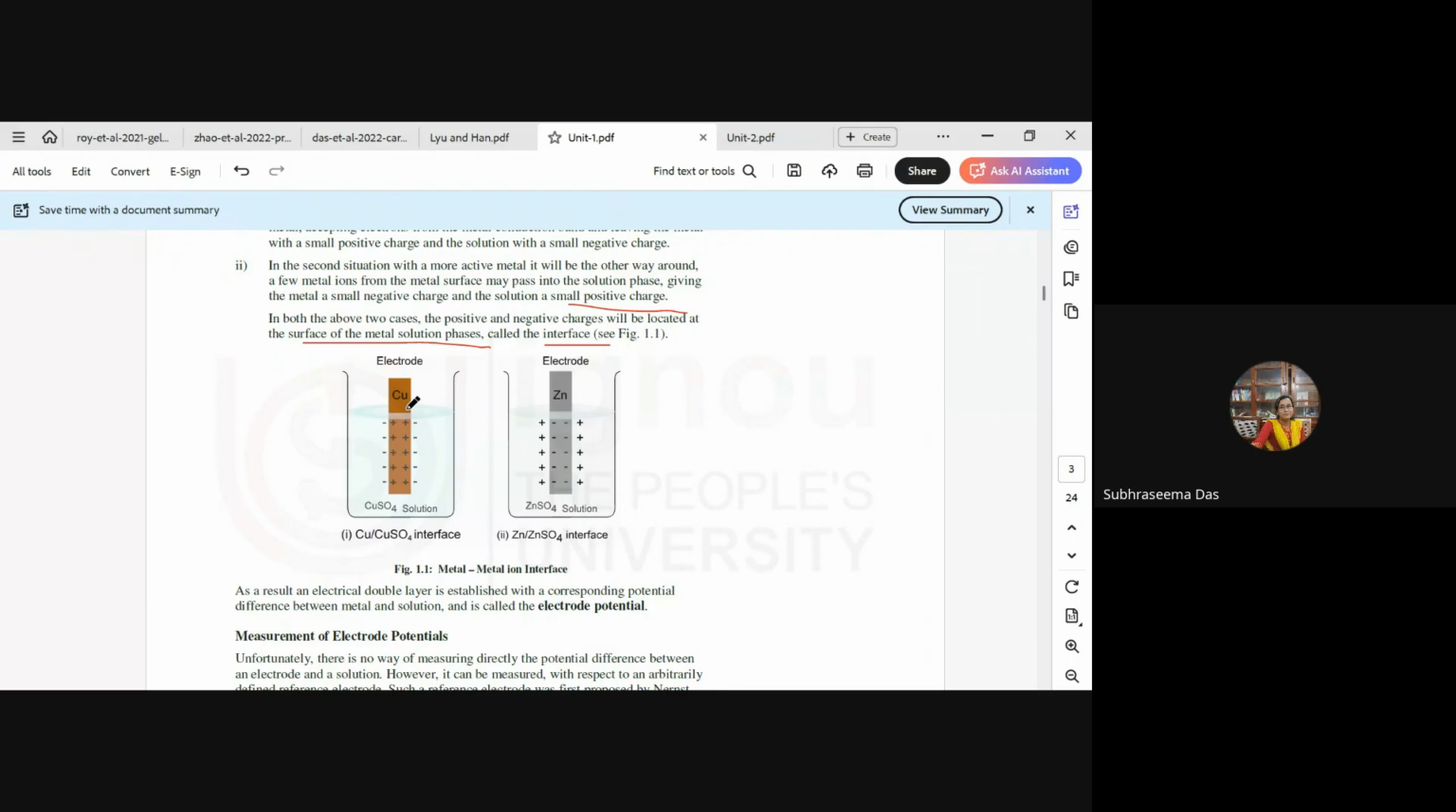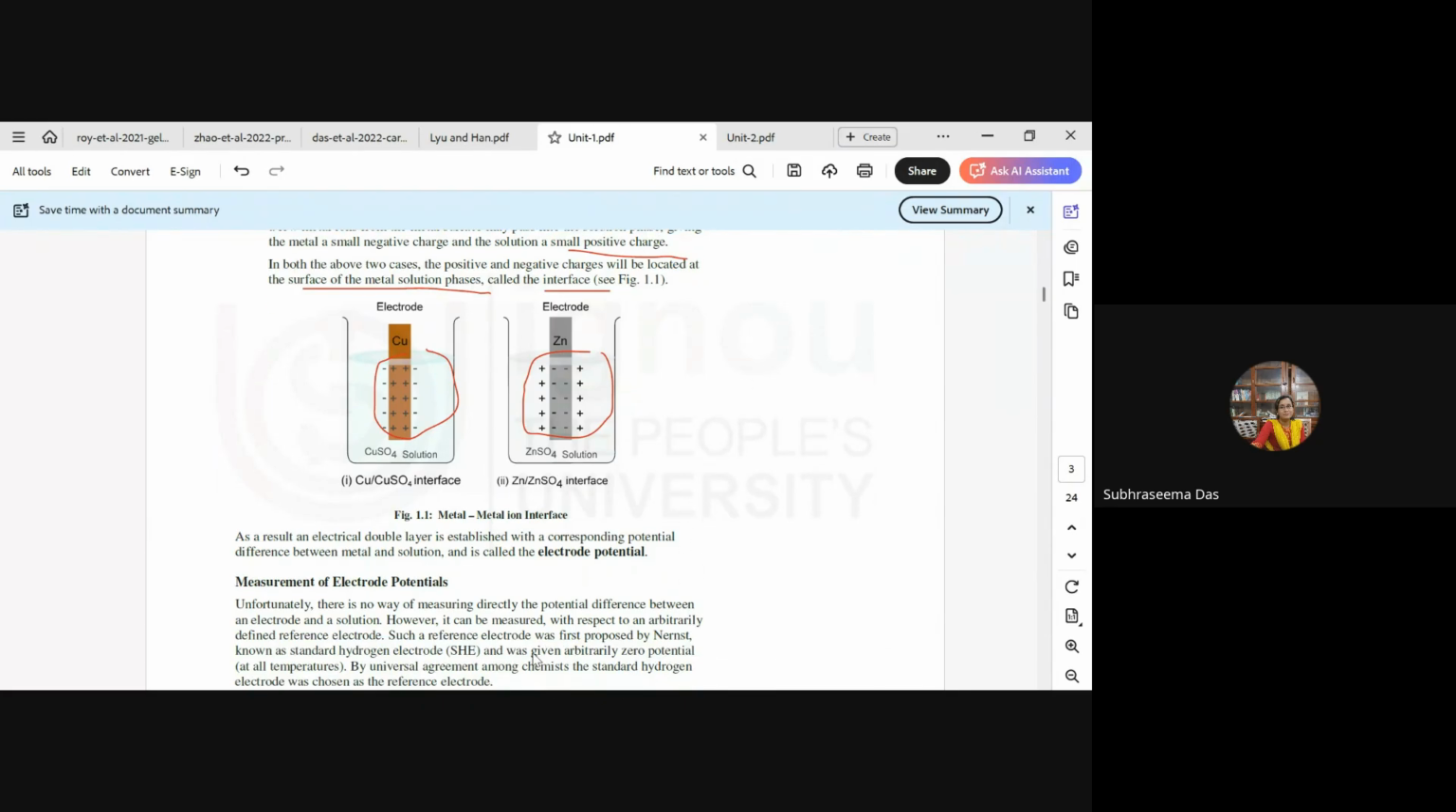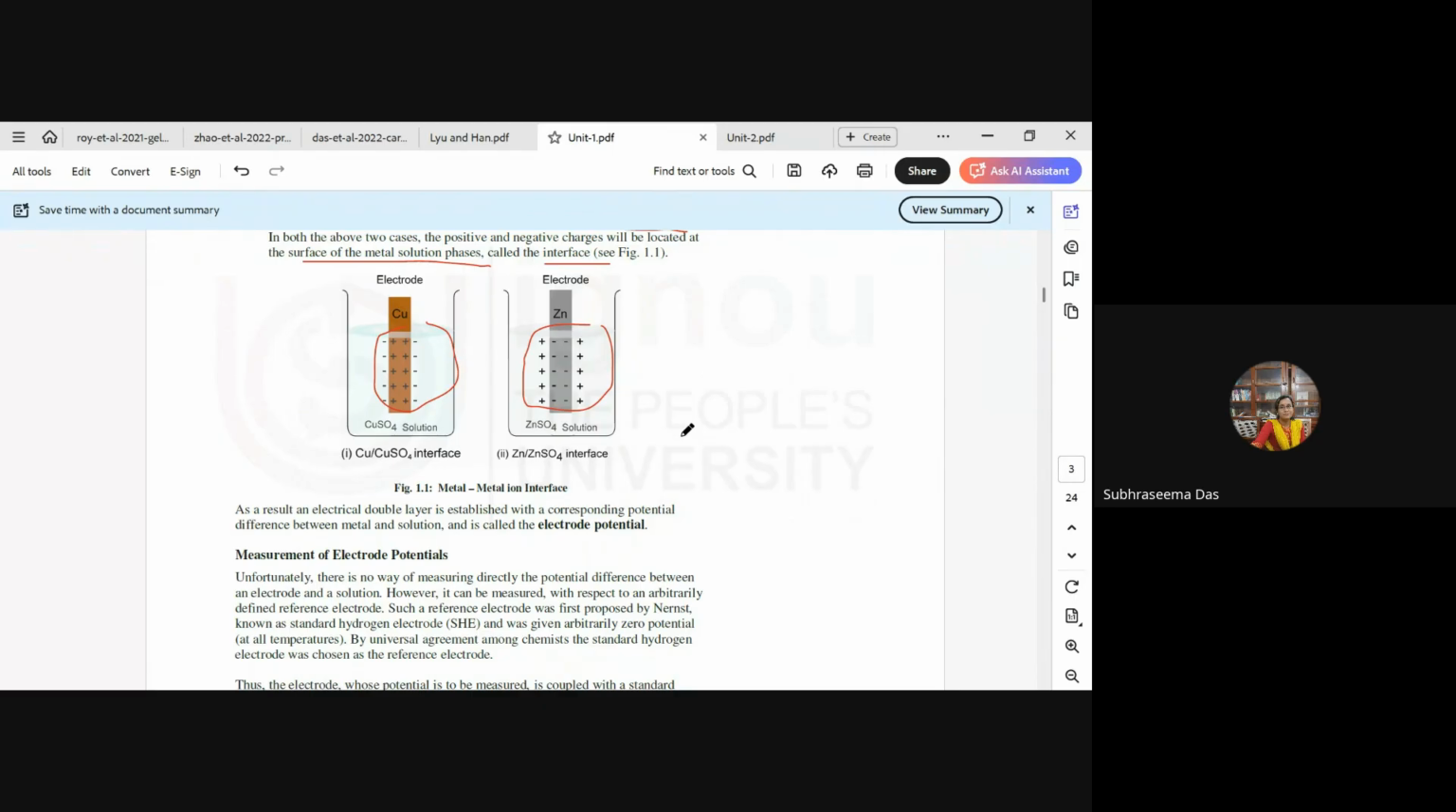This difference in charge, in the copper case and in the zinc case, leads to the formation of an electrical double layer. Once this electrical double layer is formed, we see a potential difference between the metal and the metal solution. This potential difference is called the electrode potential. This is the very general understanding of what we call the electrode potential. Electrode potential is very important in electroanalytical chemistry and in the different techniques associated with it.